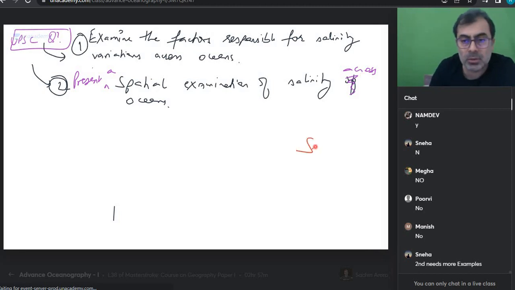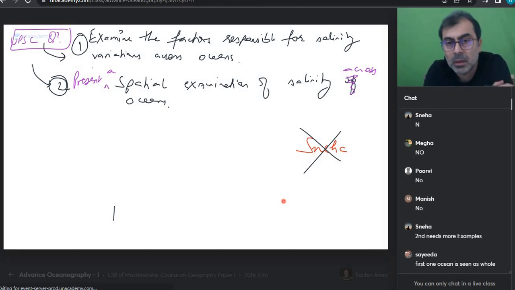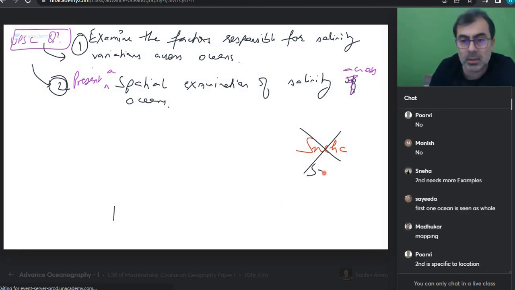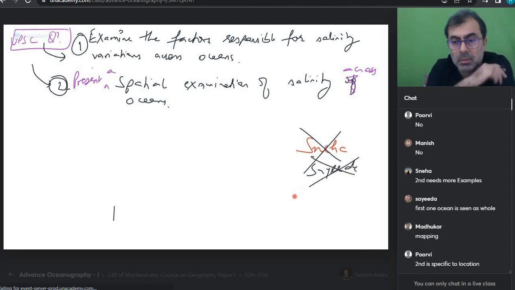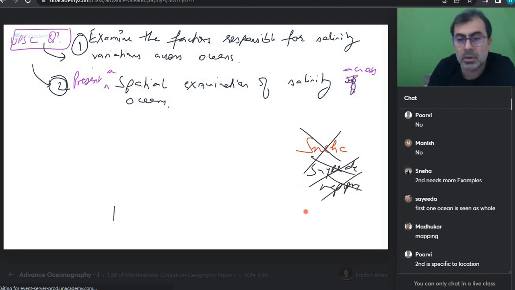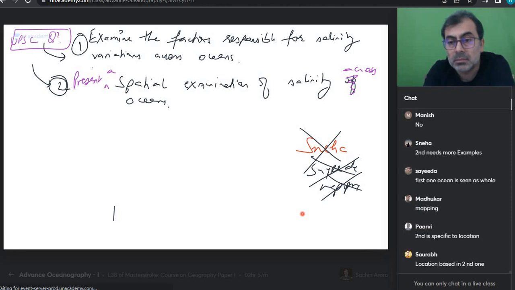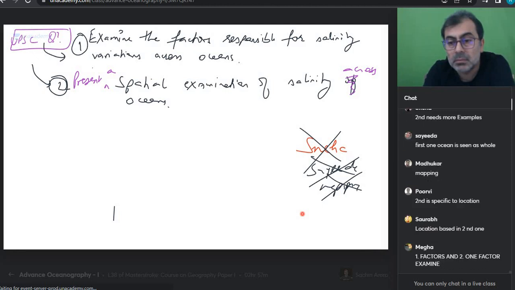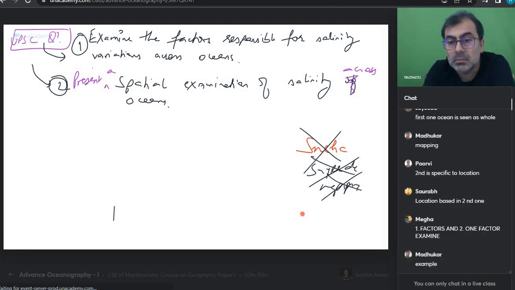So Sneha ने जो भी इसको assess किया है, this is the wrong understanding of the question. In the first one, ocean is seen as a whole. सही the wrong interpretation. मधुकर एक में mapping आएगा. Wrong interpretation. It's so sad. People are not even able to understand the question, and you want to write answers. मधुकर रहने दो.